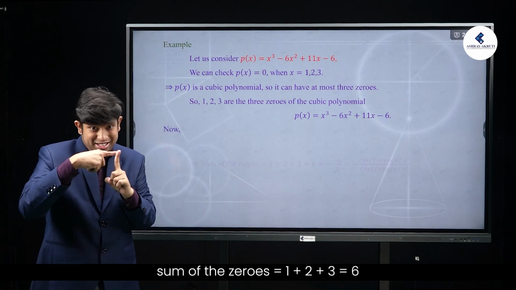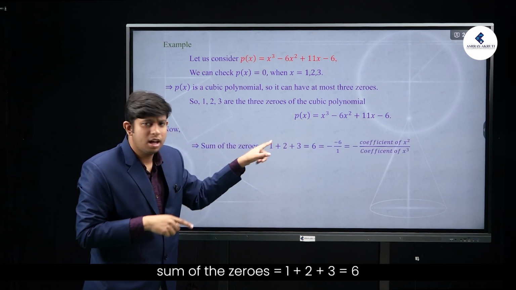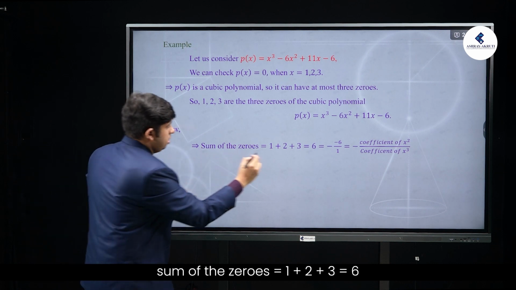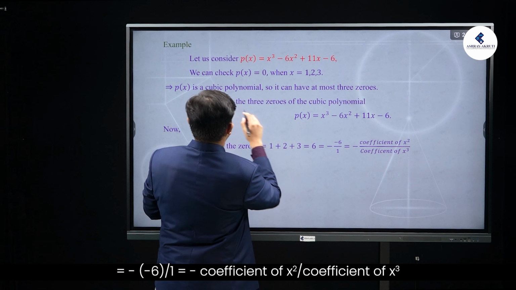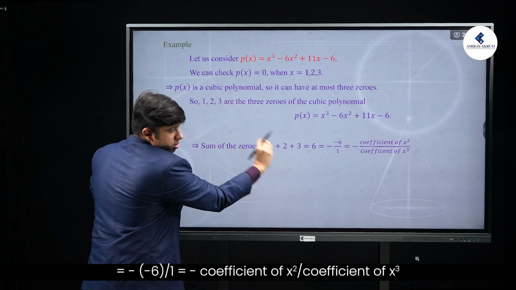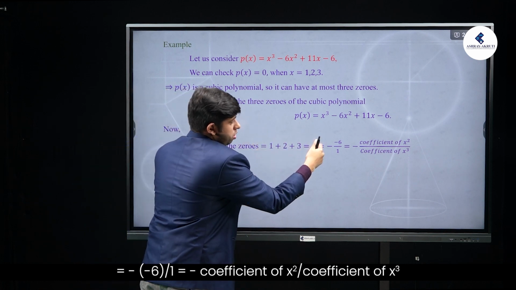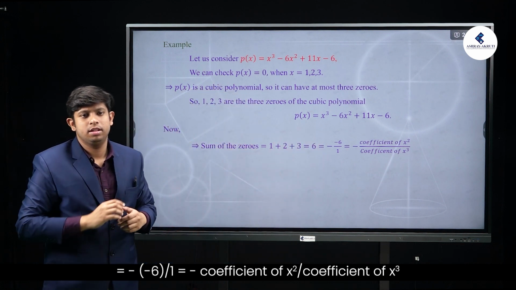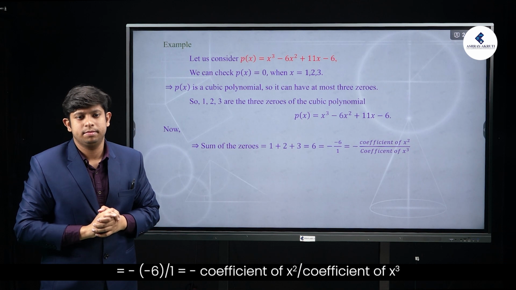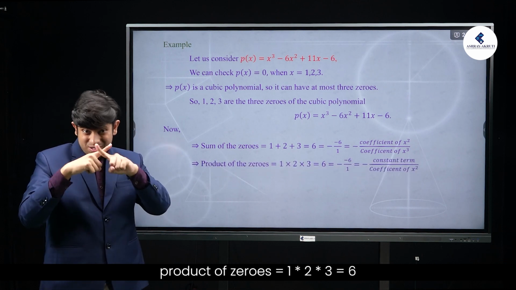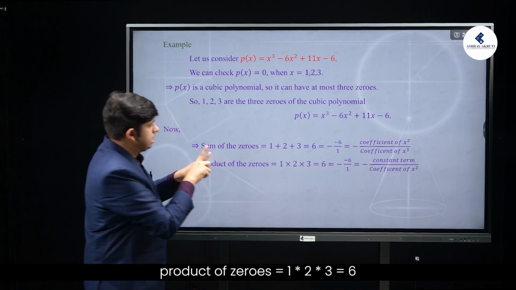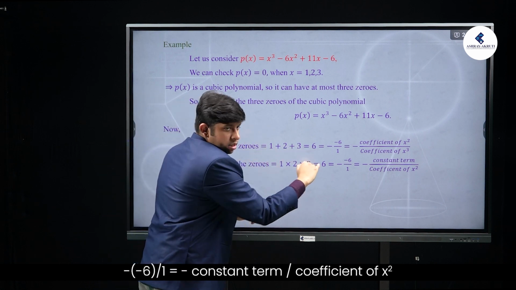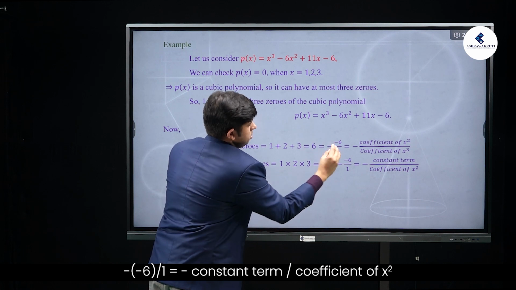Now, sum of the zeros is equal to 1 plus 2 plus 3 is equal to 6, that is equal to minus of minus 6 by 1, which is equal to minus of coefficient of x square by coefficient of x cube. Product of zeros is equal to 1 into 2 into 3, which is equal to 6, which is minus of minus 6 by 1, which is equal to minus of constant term by coefficient of x cube.